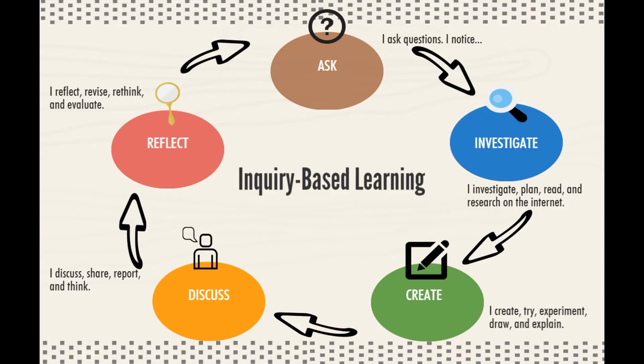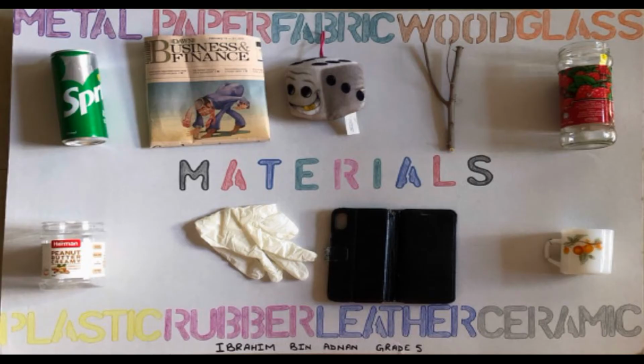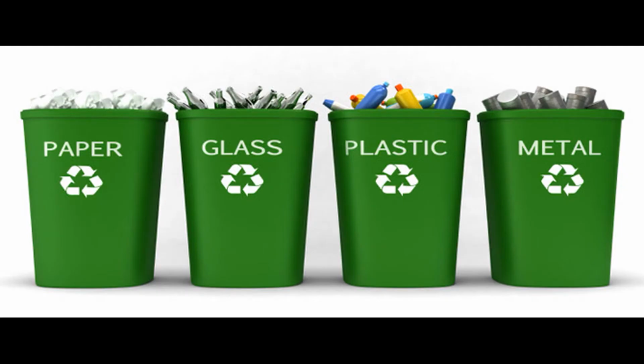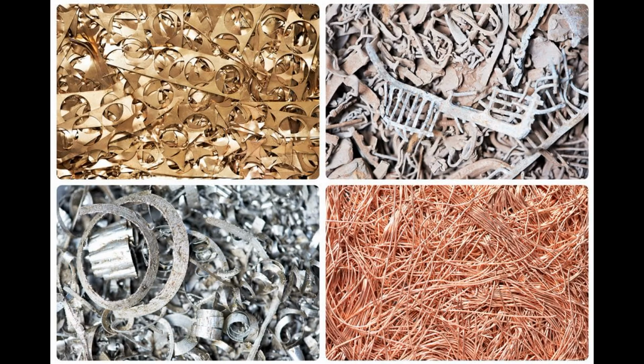Then came the exhibition inquiry. We started by learning the definition of materials, their types, forms, uses, and the role of technology in their production. We learned about the classification of materials, which can be classified into four main types. Metals, which can be ferrous, meaning iron containing, or non-ferrous like aluminium, copper, silver, tin, lead, and gold.